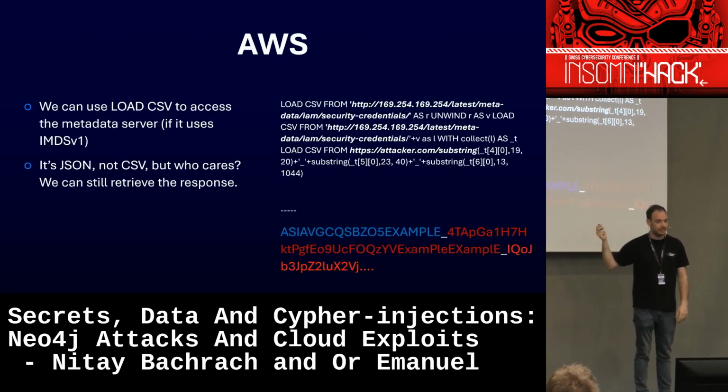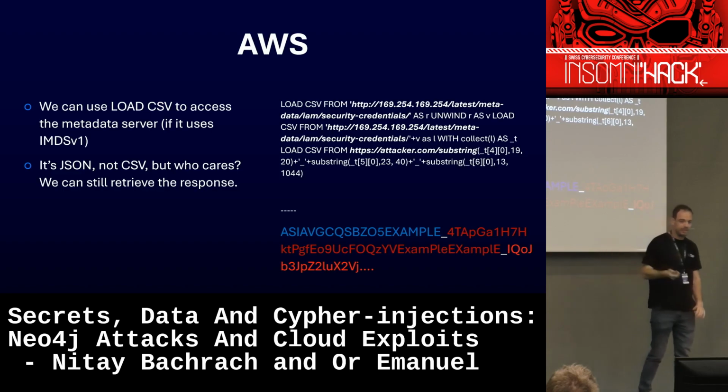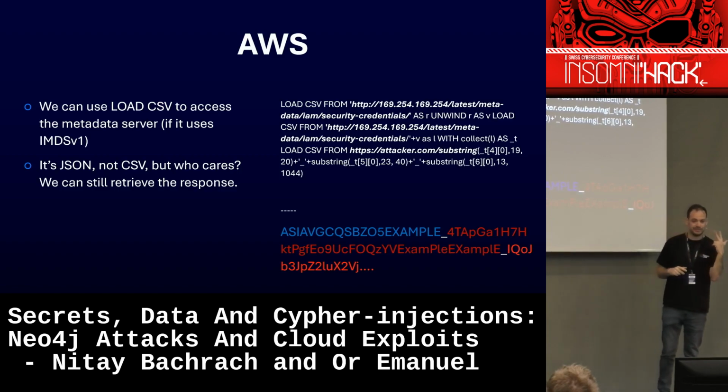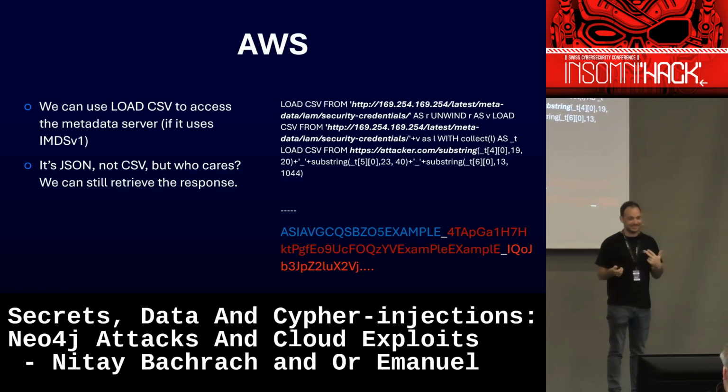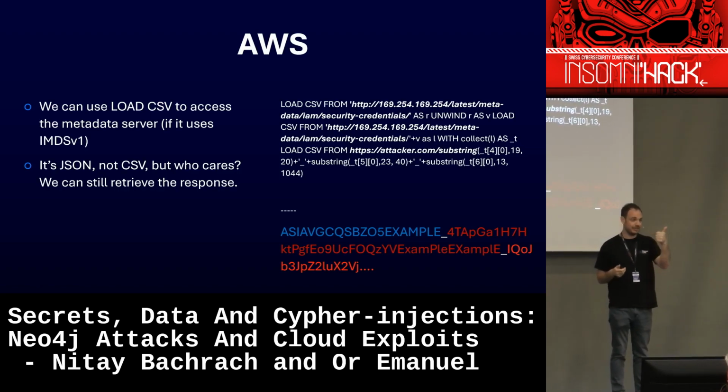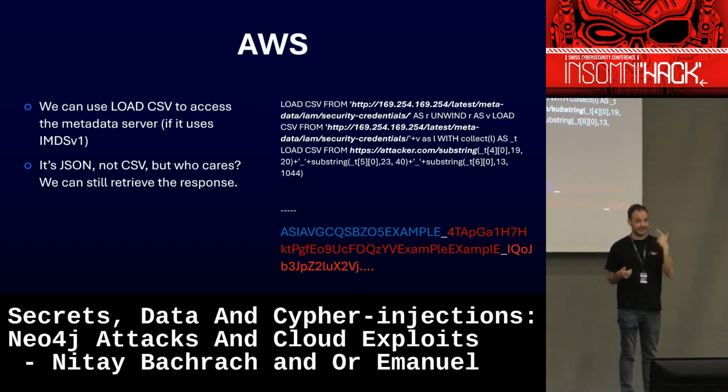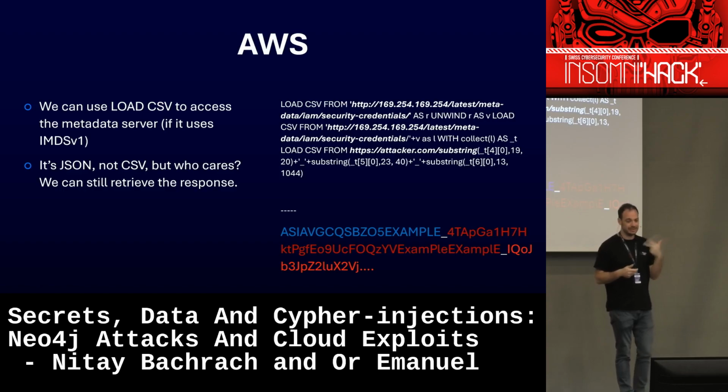So if it was in Neo4j, I know it's kind of hard to read. Right now, it's not very important. You can also look at it later. There are 3 LOAD CSVs here, not 2. And the reason is, with the first one, we get the role. The second one, we get the credentials. The third one, we are sending the credentials to our server.